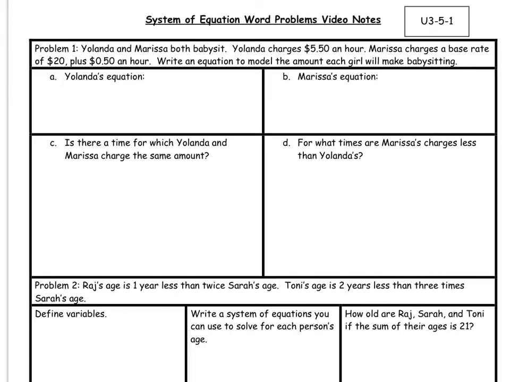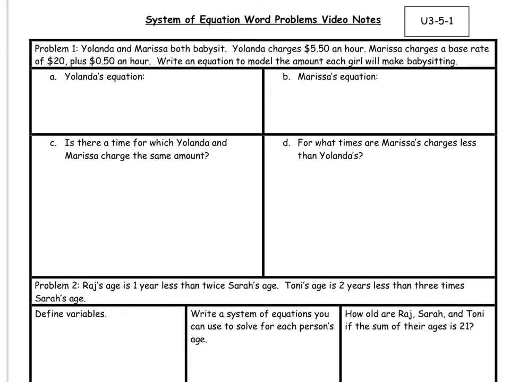Yolanda and Marissa both babysit. Yolanda charges $5.50 an hour. Marissa charges the base rate of $20 plus 50 cents an hour. Write an equation to model the amount each girl will make babysitting. So the first thing we want to do is define our variables, just like in any word problem.